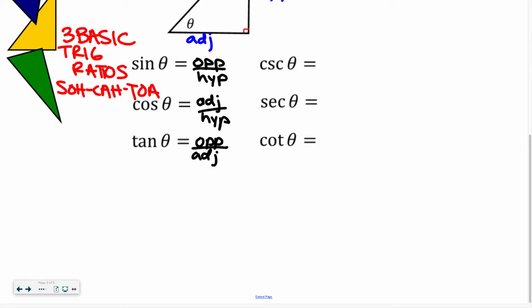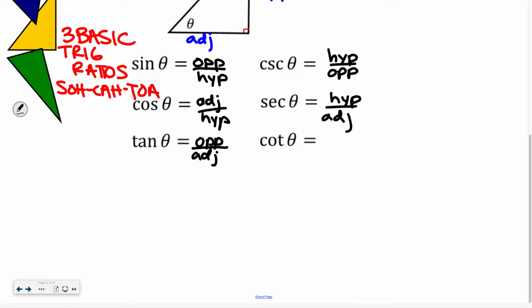And I have them lined up right next to their reciprocal trig function. So cosecant is the reciprocal to sine. So we're going to flip that opposite over hypotenuse. It's going to be hypotenuse over opposite. Secant is the reciprocal to cosine. So that's going to be hypotenuse over adjacent.